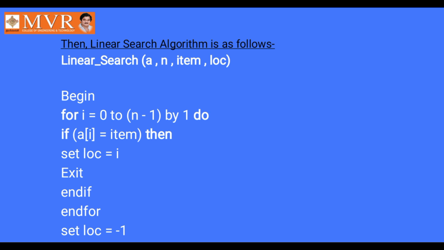That is, set location is equal to I means if I find the element at any location, then I will return the location. Set location is equal to minus 1 means if I don't find the element, having started my search at A of 0, then A of 1, and so on till A of n minus 1, I have reached the end and did not find the element, then I will return minus 1.